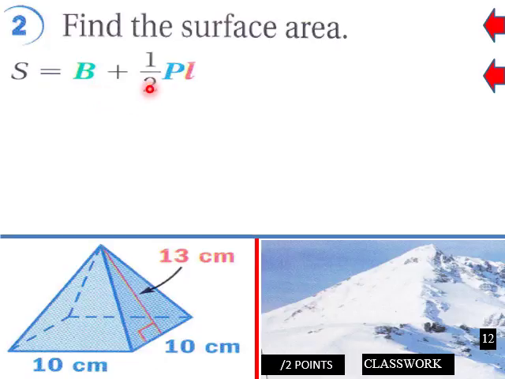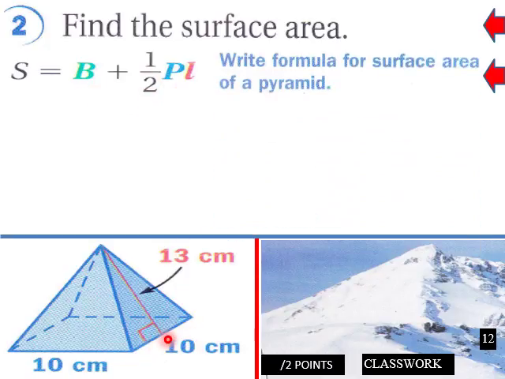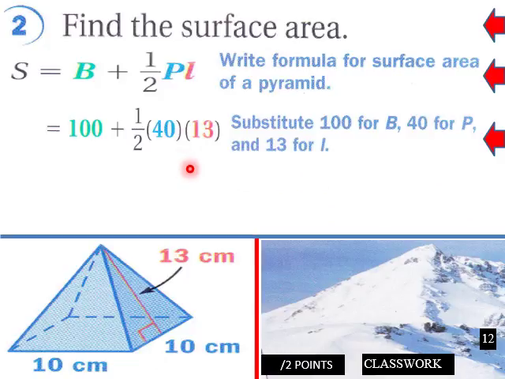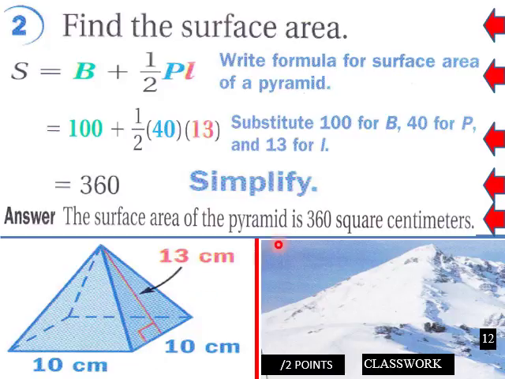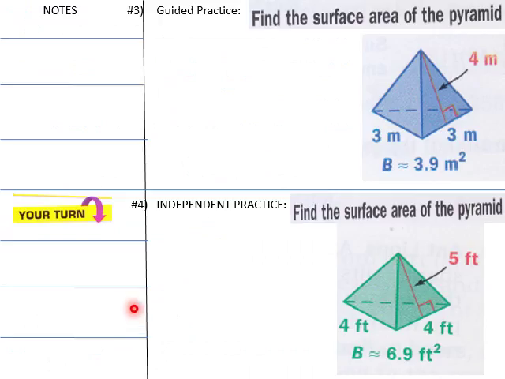Find the surface area. Here's our formula, base plus 1/2 PL. So what's our P? We know our P. 100 plus 1/2, 40 times 13. There it is. Then we just do our mathematics there and we get 360 for the surface area of this pyramid. So there it is. 360 square centimeters for this pyramid.